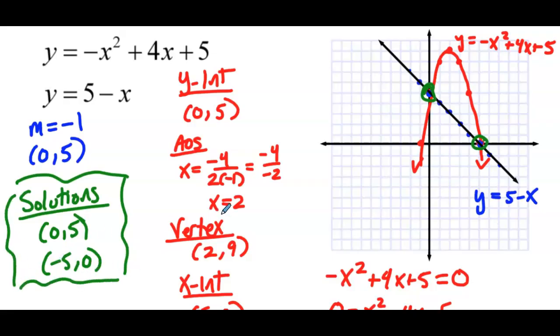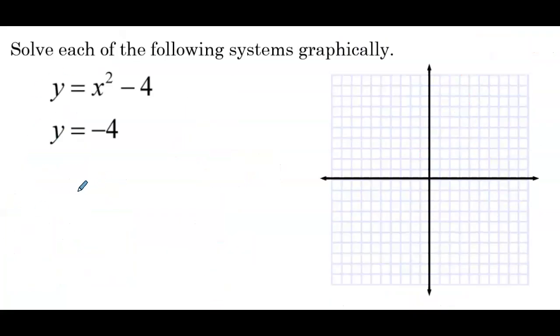Okay, so this is great practice running through all the information we need to find for the parabolic curve and also graphing our linear functions. Next up, we have y equals x squared minus 4 and y equals negative 4. We'll start with the parabolic curve.